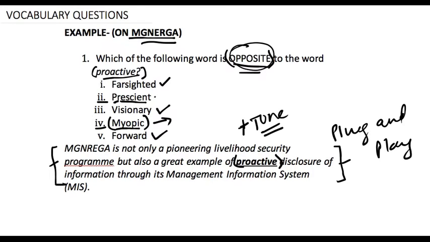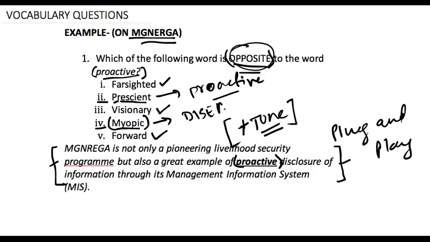If we know the meaning of prescient, it directly means proactiveness or thinking about something which is in the future, whereas myopic means the exact opposite of proactive. By using the positive and negative tone argument, we could find out that myopic certainly means something related to a disease or something related to short-sightedness. So using those, we could answer this question. That is how you use the plug and play approach to answer the questions, by finding out the tone of the sentence as well.